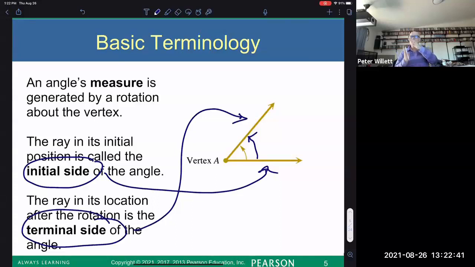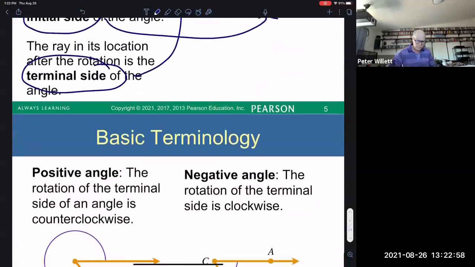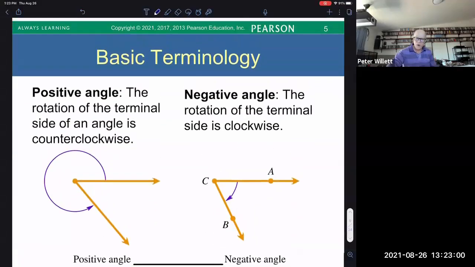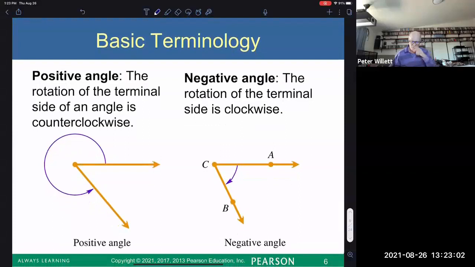So you can imagine an angle being created by an opening being generated as you open up the gap between the two rays. And then when you finally stop somewhere, then you can measure how big a gap was created there, how big an angle was generated there. Now, we haven't talked about what numbers we use to measure that. You may recall that this is going to be a degree thing, but we'll get to that.